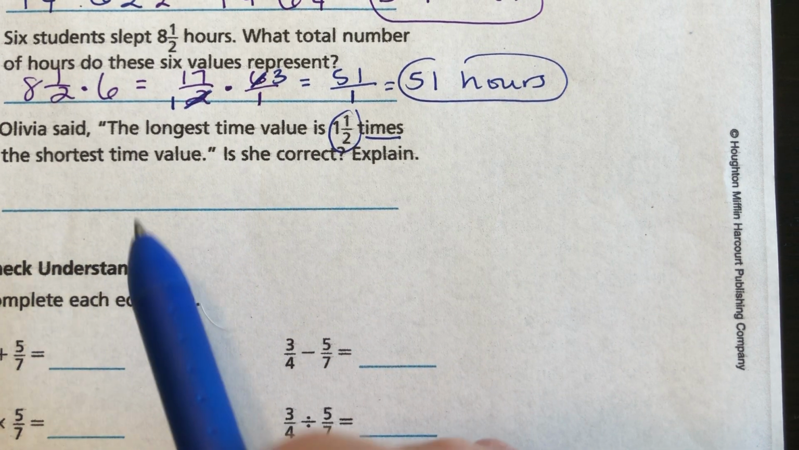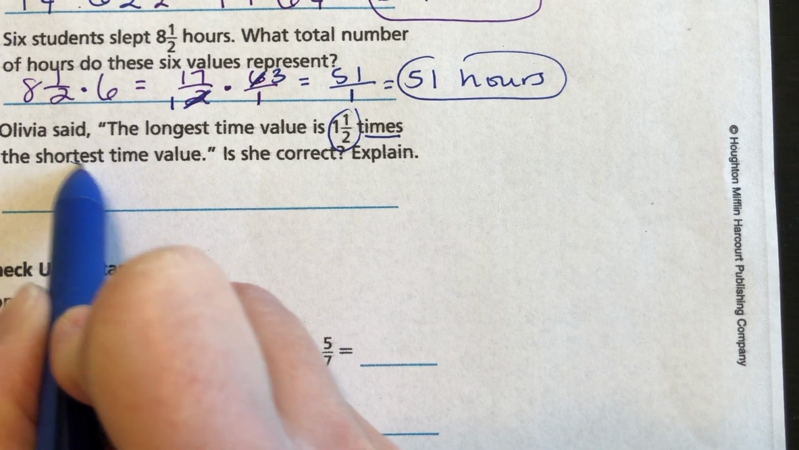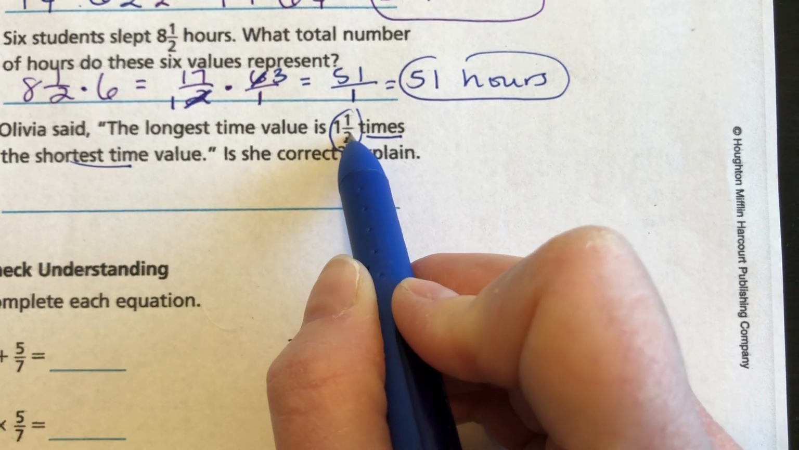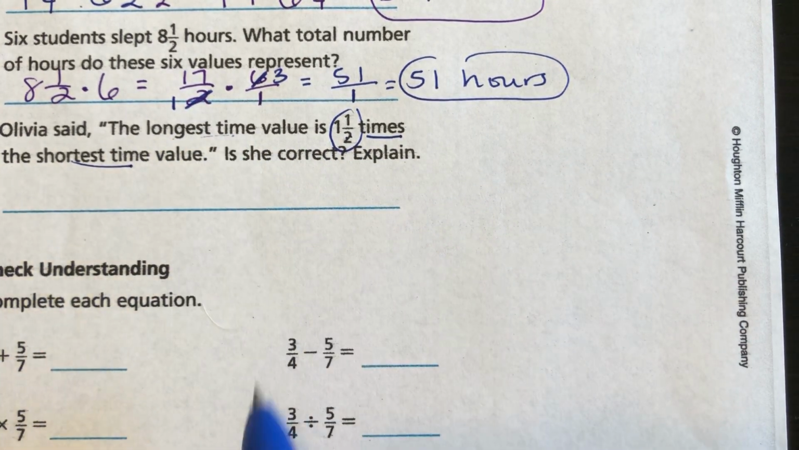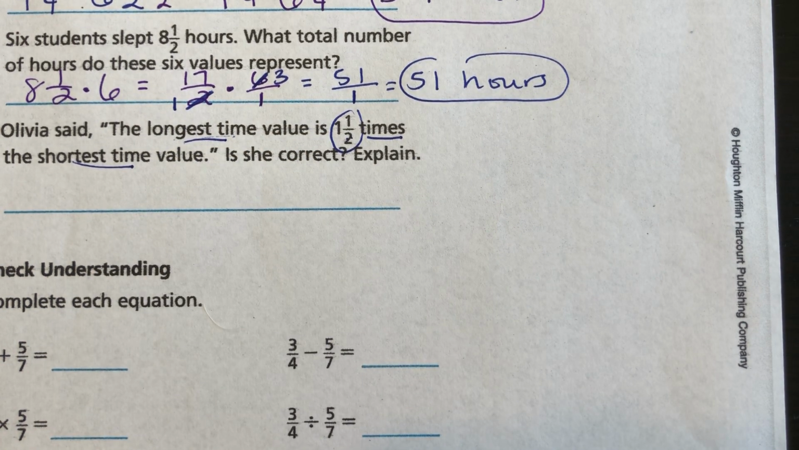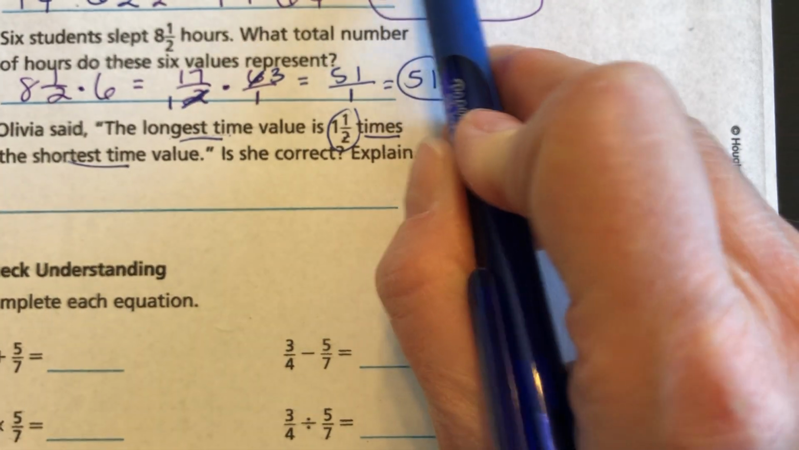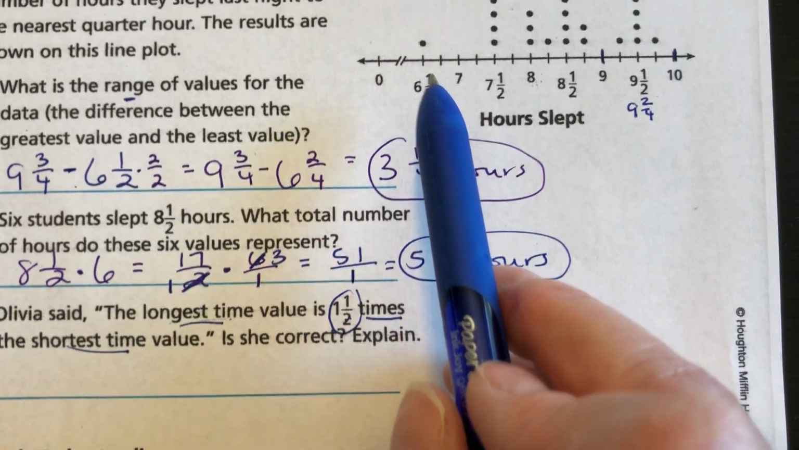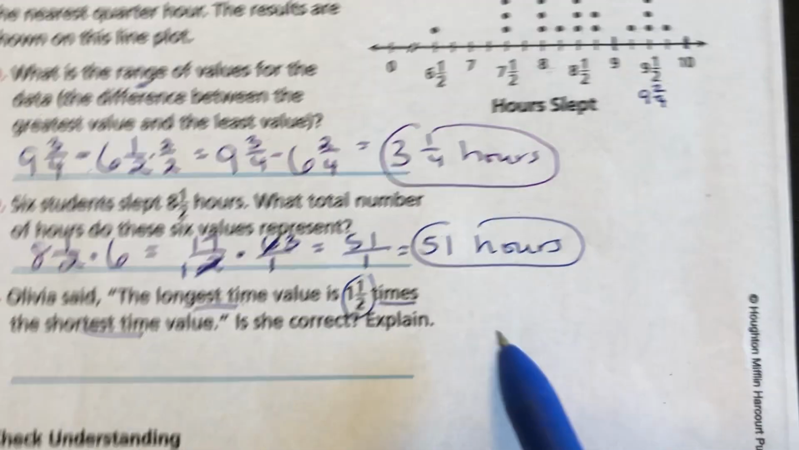So that would mean that we could take the shortest time value and multiply it by 1.5 to get the longest. So we want to know if that's true. Well, let's try it. What's the shortest time value? On this, it's not 0. 6.5 is the one that has the dot above it. That's the lowest value with a dot.